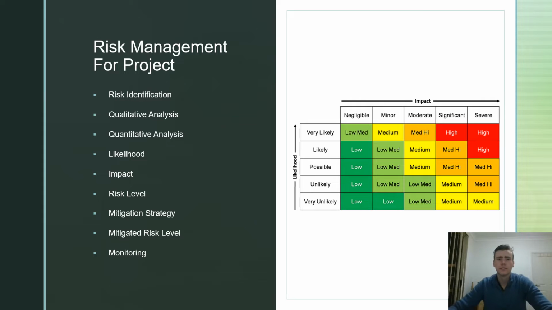Risk management is the practice of outlining all the foreseeable risks within a project. In order to fully manage the possible risks, they must be identified and analysed both qualitatively and quantitatively. The likelihood and impact then need to be identified before using the risk matrix shown here to identify the risk level. A mitigation strategy should then be outlined to, at the very least, inhibit the risk while having the ultimate goal of eliminating it entirely. The mitigated risk level can then be identified once the strategy is employed and further monitoring is required.